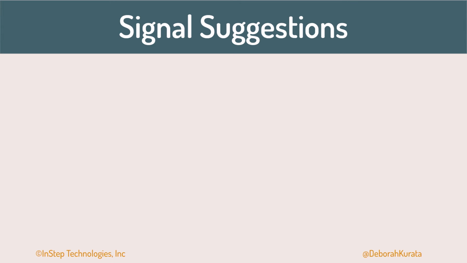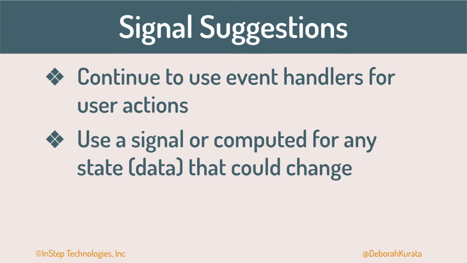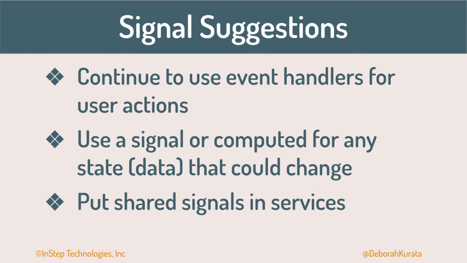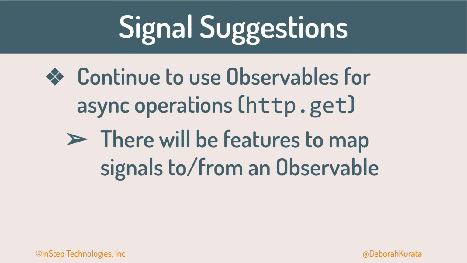Here are some suggestions for how to use signals. Continue to use event handlers for user actions. Use a signal or computed for any state or data that could change. Put shared signals in services. Continue to use observables for async operations, such as HTTP GET. There will be features to map signals to and from an observable.